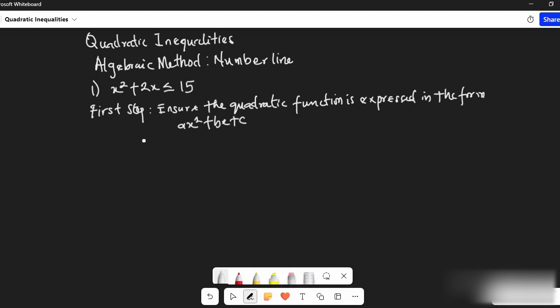So how do we do this? We simply move 15 to this side, so it becomes x squared plus 2x minus 15 is less than or equal to 0. So now we have x squared plus 2x minus 15 expressed in this form, ax squared plus bx plus c. Now the second step will be to find the zeros of the function.